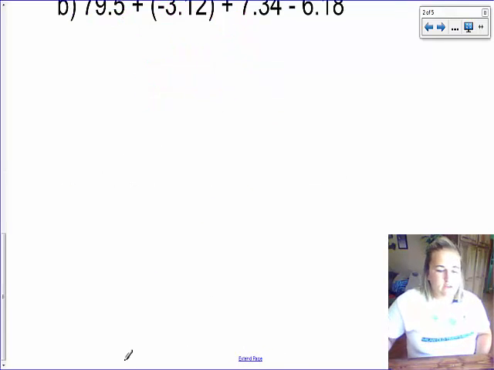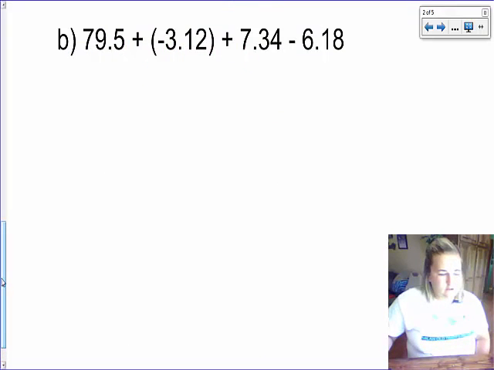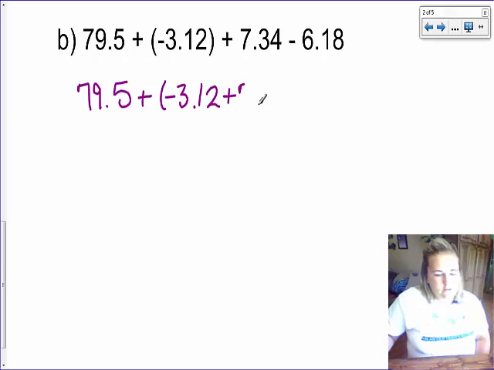On part B, we're going to do the exact same thing. Write everything as addition. So we have 79.5 plus negative 3.12 plus 7.34 plus negative 6.18.